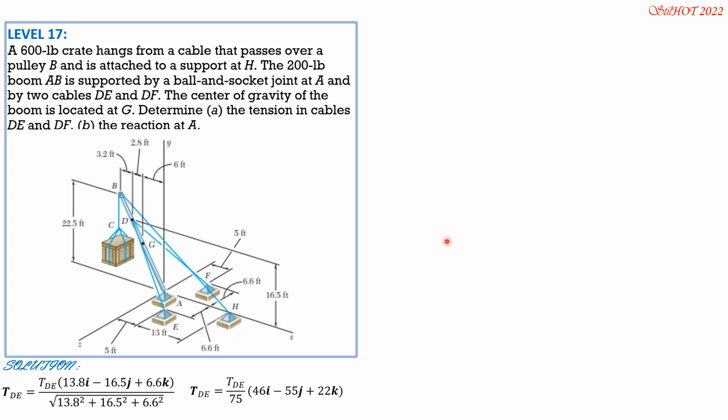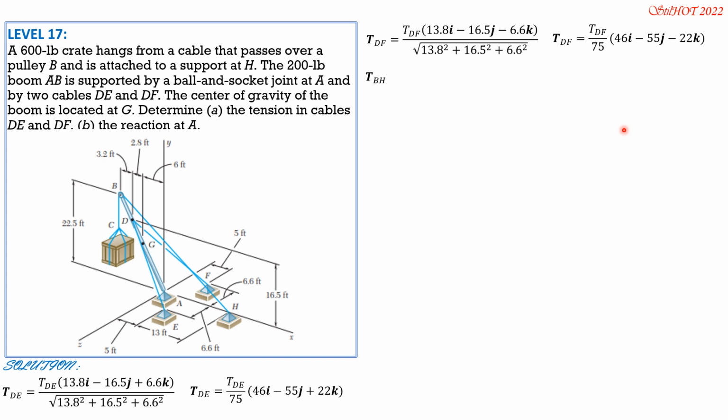Then tension DF is equal to magnitude of tension DF quantity 13.8i minus 16.5j, then minus 6.6k. It's the same as tension DE, except for the Z component, which is negative. So divide by square root of 13.8 squared plus 16.5 squared plus 6.6 squared. So tension DF is equal to magnitude of tension DF over 75 quantity 46i minus 55j plus 22k. So let's transmit these components at E and F as shown.